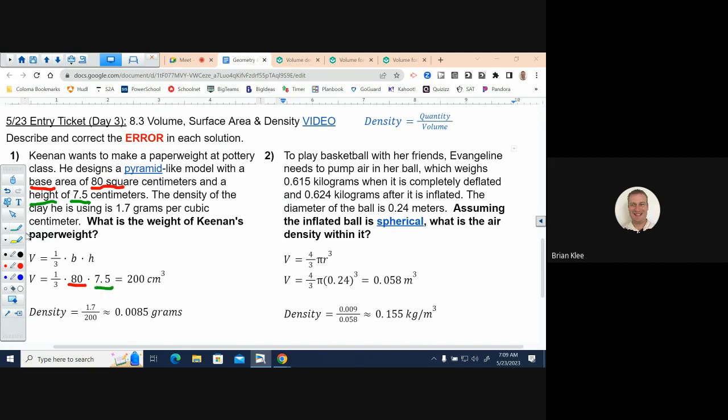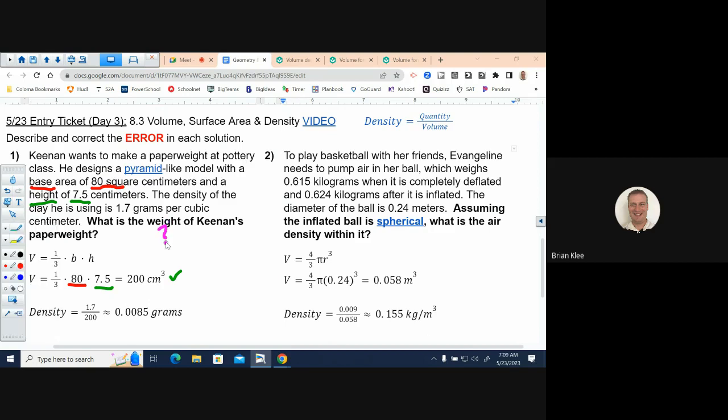And then double check that works out on a calculator. So 1 divided by 3 times 80 times 7.5. Does that come out to 200? Yep, we're good there. That's the volume. So something's wrong with figuring out the density. And this should make sense. If we said density is a mass divided by a volume, we should see grams per centimeter cubed here. And we are asked ultimately, what is the weight?